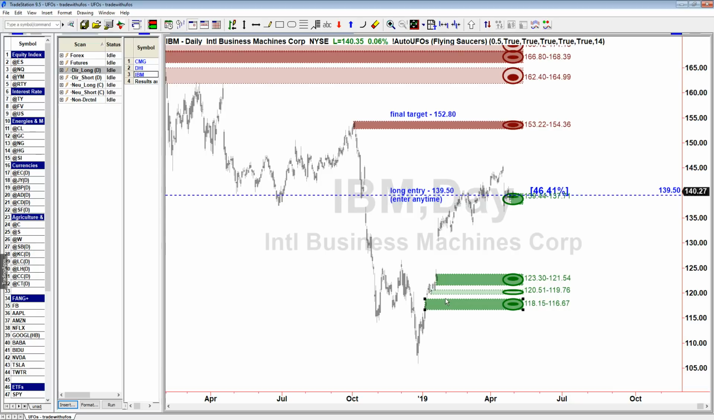So, you could have said, okay, let's pretend none of this has happened yet, and you have a green UFO, and we are at that day, right? Well, if you didn't take the trade that day, you would have missed all this move because the market never came back to where the green UFO is, even though it was quite close.